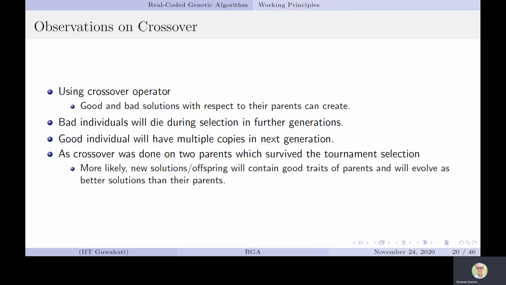Bad solutions will die out or be deleted in further generations, and good solutions will get multiple copies. As we have discussed earlier, since the crossover is performed on two solutions which survived the tournament selection, most likely the new solution will get the good traits, and that's why a few crossover operations will generate better solutions than the parent solutions.